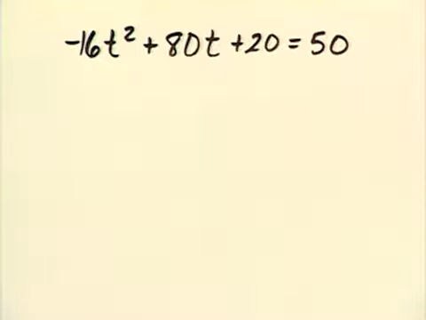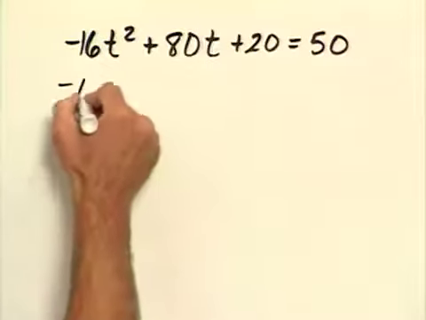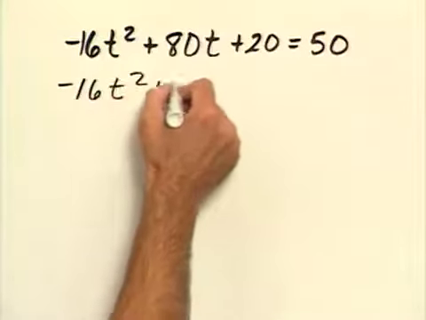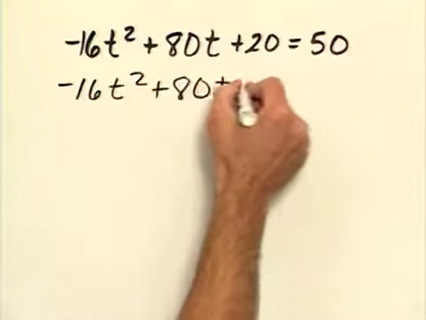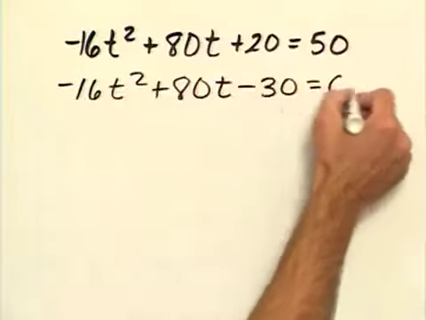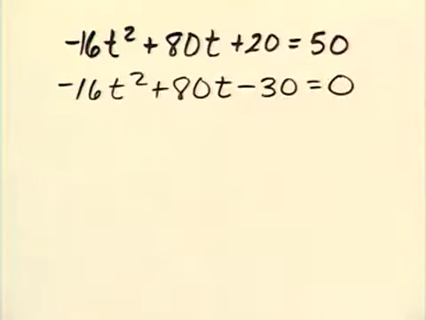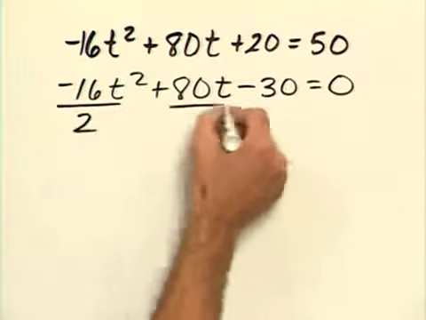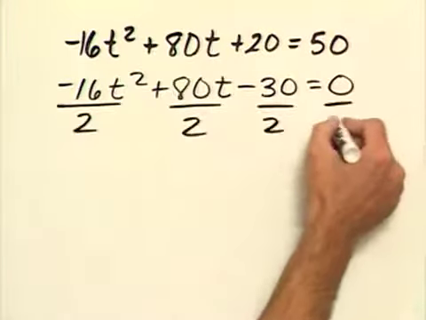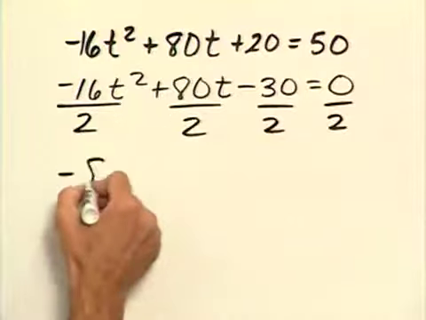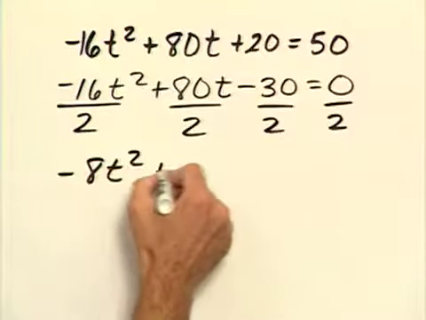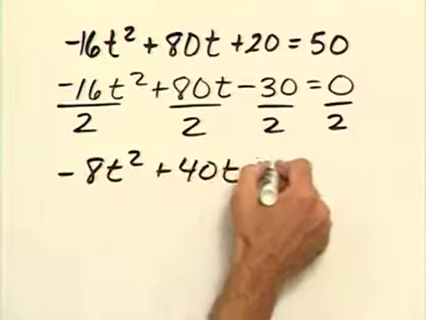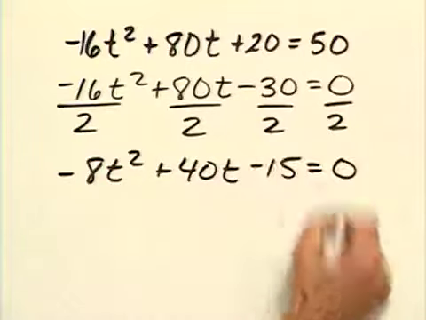So let's subtract 50 from both sides and get negative 16t squared plus 80t minus 30 is equal to 0. Now let's divide both sides by 2 to make our numbers a little smaller and a little easier to deal with. So I'll divide everything by 2. When I divide everything by 2, I get negative 8t squared plus 40t minus 15 is equal to 0.